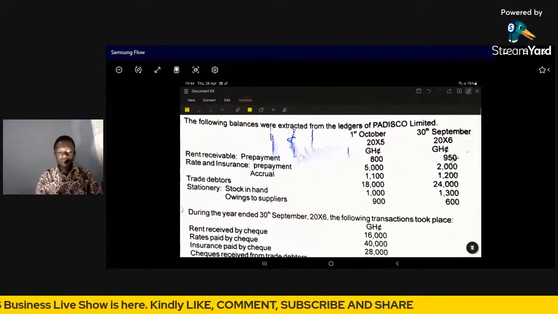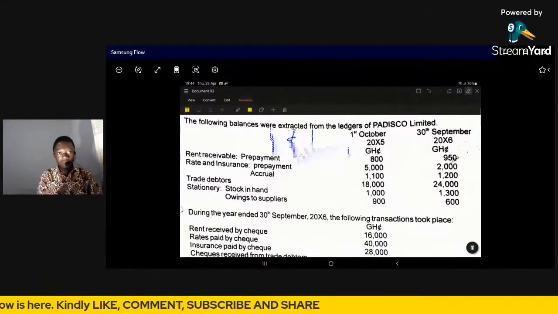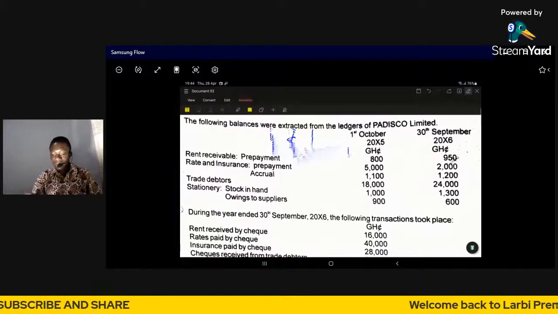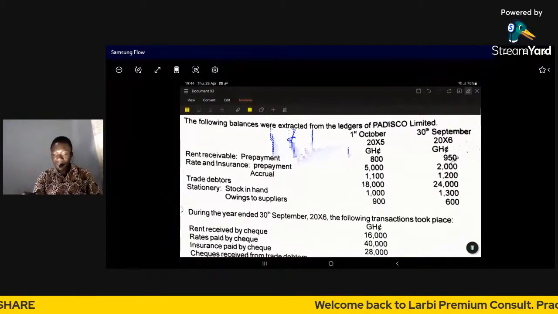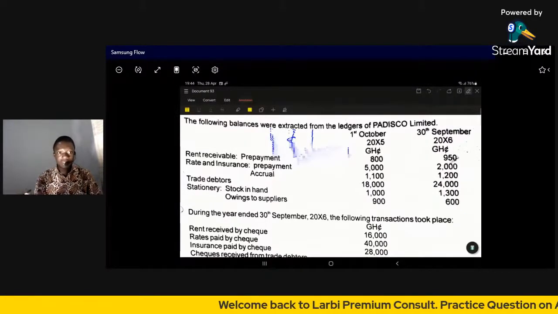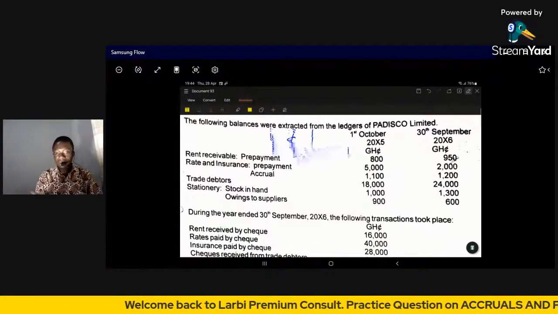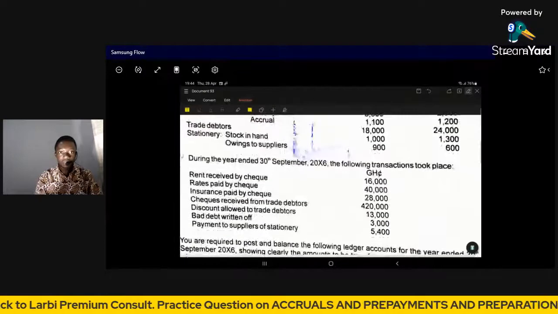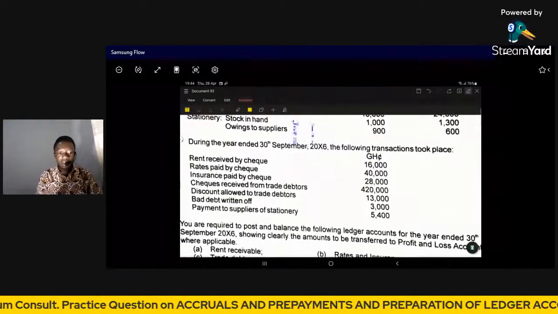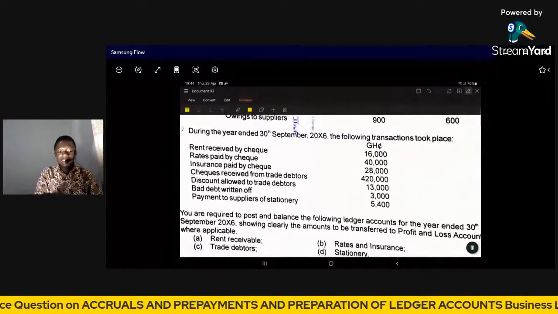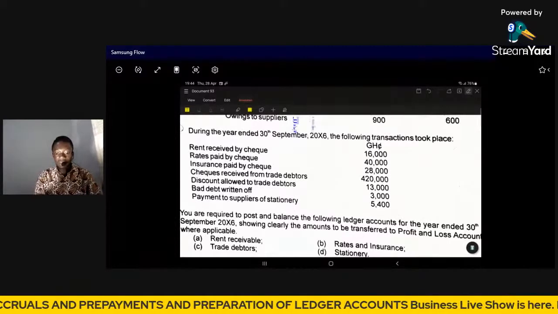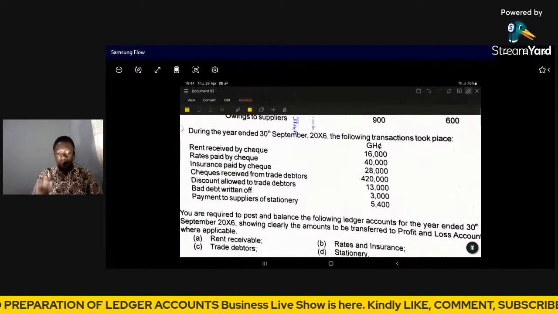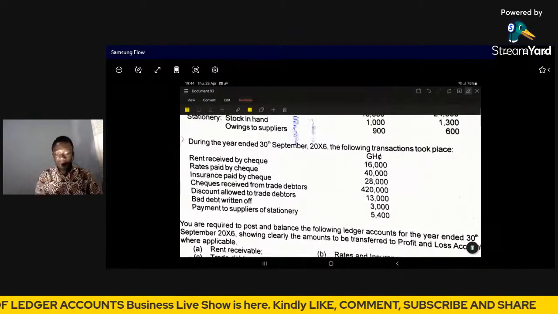All right. So here we have rent receivable in the form of prepayment, and we have rates. These are the opening balances and closing balances for Padisco Limited. And during the year ended 30th September 20x6, the following transactions took place.